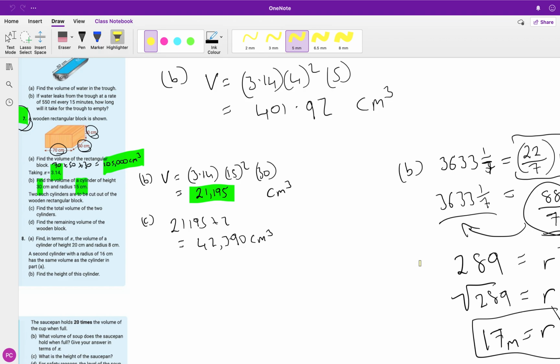And the last part says, find the remaining volume of the wooden block. So after you've chopped your two cylinders out of it, what's left? You know at the start that you had 105,000 as the total volume. Take away the two cylinders, 42,390. And again, we're sticking in centimeters cubed. The answer is going to be 62,610 centimeters cubed.